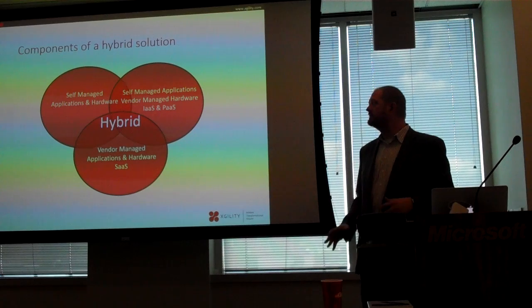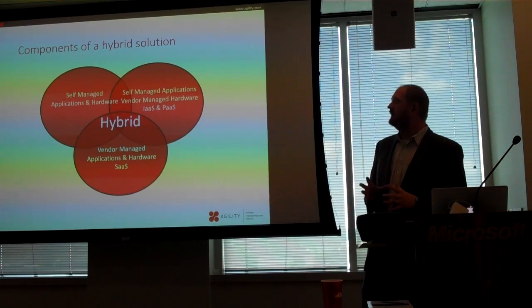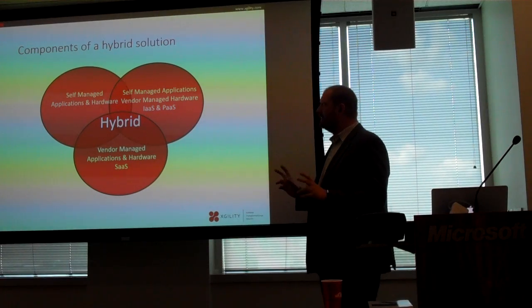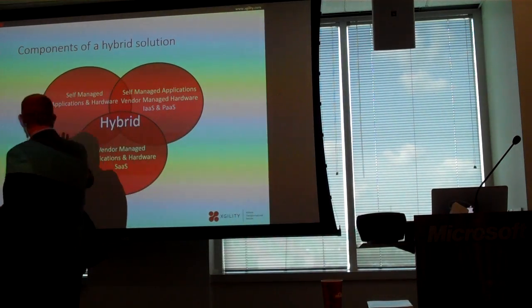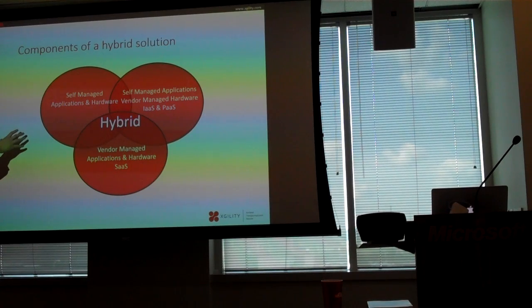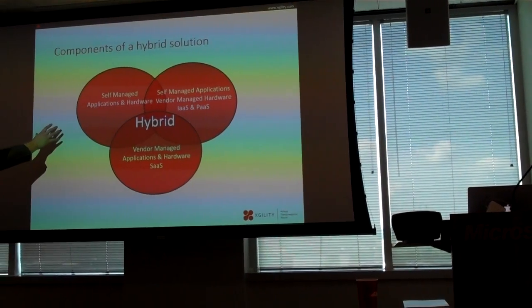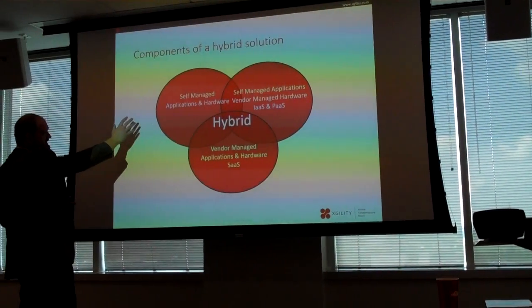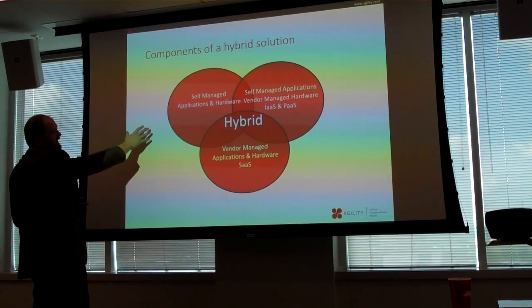Okay, so let's talk first about the components of a hybrid environment. All right, so when you're dealing with cloud-type technologies, you can split it into things that you manage yourself. Okay, so self-managed, you manage the applications, you manage the hardware. That's your on-premises environment, or you might have VMs out somewhere in the cloud, but ultimately the hardware is on premises, the applications are on premises, so you're managing that.